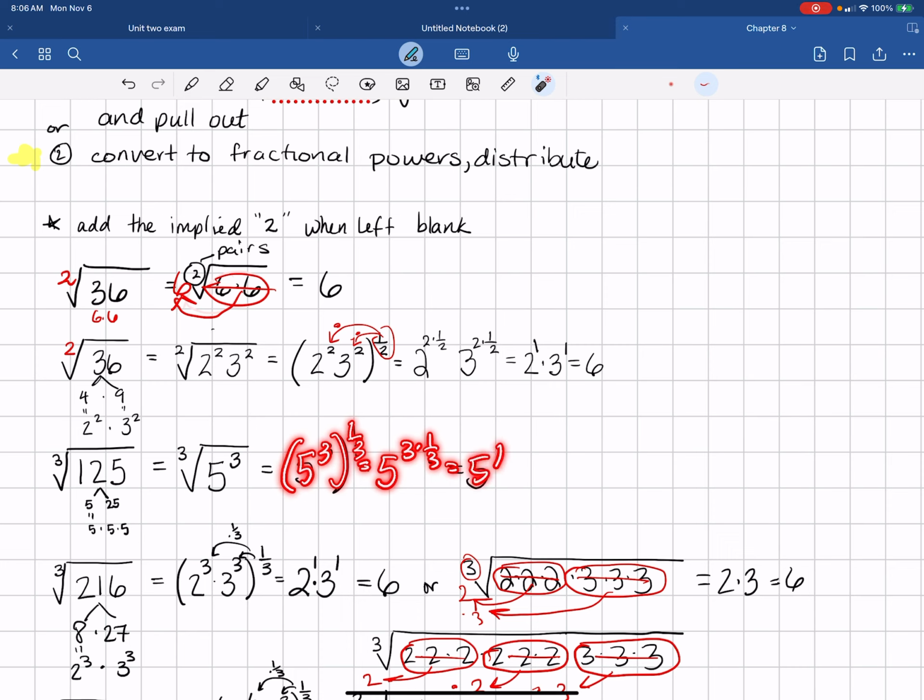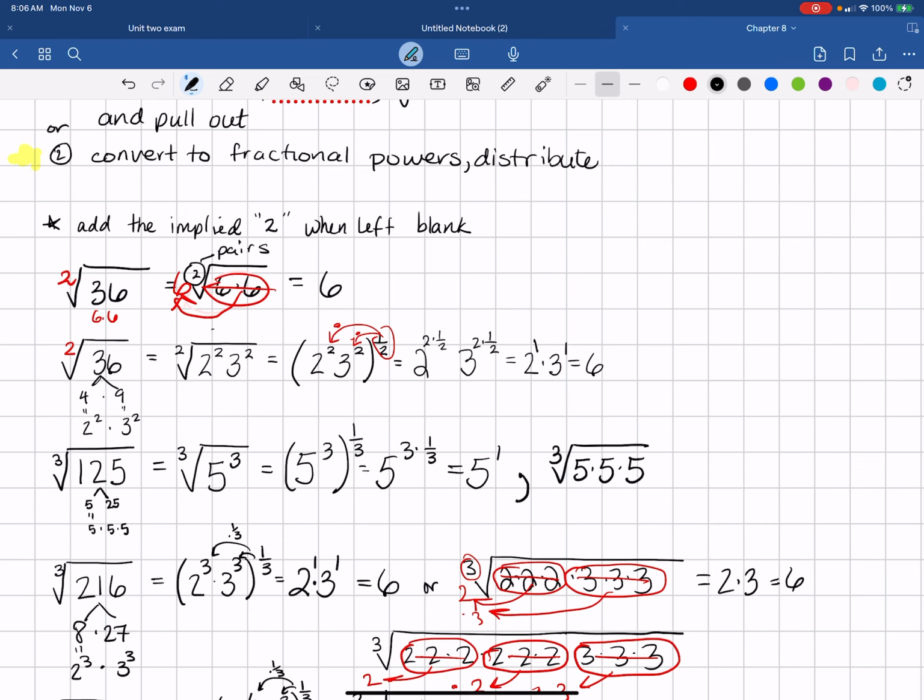The other method we could go about is saying we need the cube root of 5 times 5 times 5. So instead of writing 5 cubed, I'm going to write 5 times 5 times 5. And then I see 3, so I need 3 tuples. 1, 2, 3. Circle them all out, and then pull it out. So I have a 5, and so I get 5.